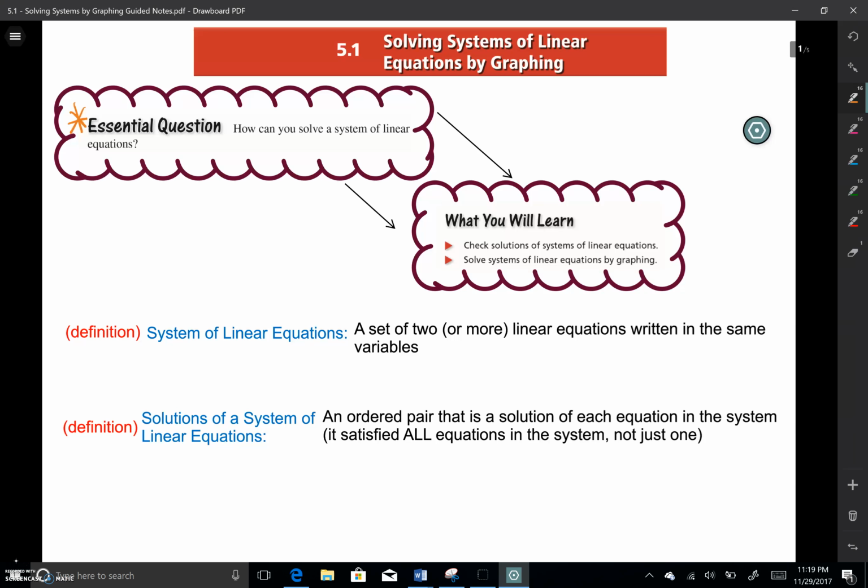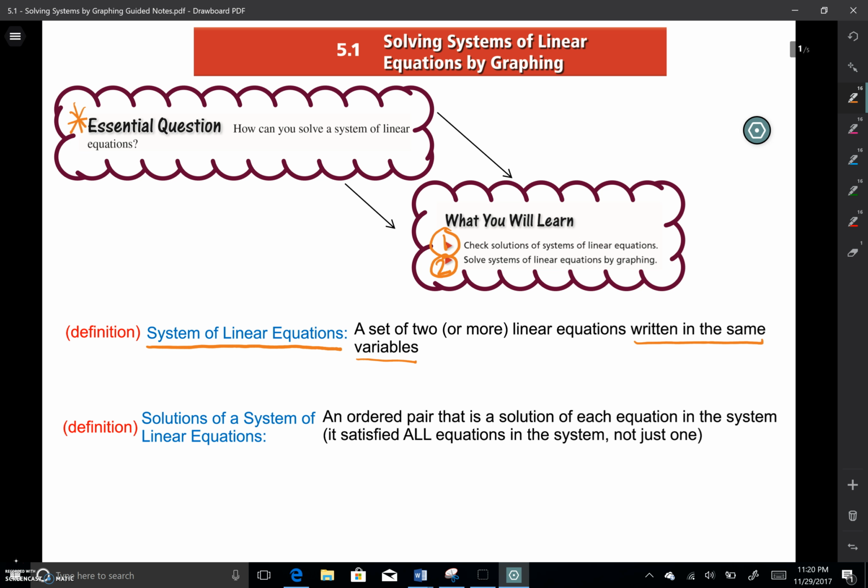Before we jump into learning the skills, I want to go over two definitions. The first is systems of linear equations. A system of linear equations is a set of two or more linear equations written in the same variable. This part here, written in the same variables, all that means is that whatever two variables are present in the first equation, those same variables will be present in the second equation.